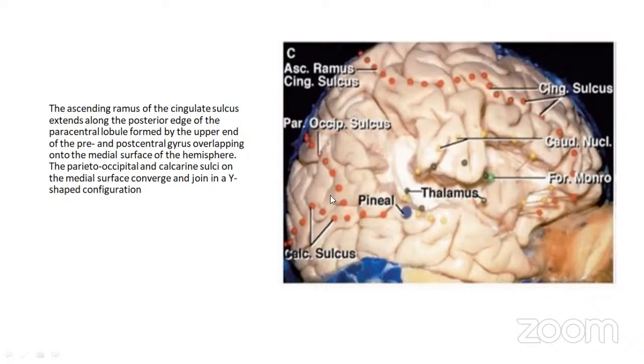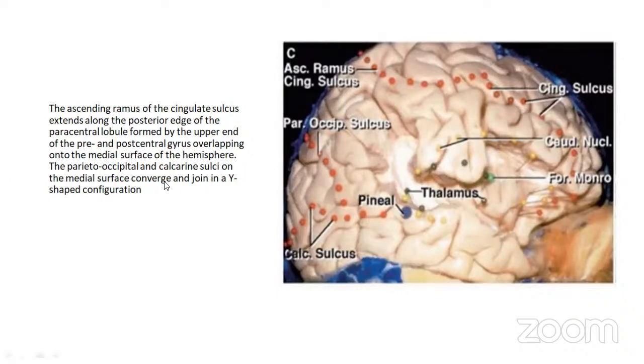and calcarine sulci on. Where is the cingulate sulcus again? Show me. Is it present over there? No, it's underneath that. Basically, it's the demarcation on the lateral surface. Oh, lateral surface, sorry. So it's being further dissected to show. It's basically the demarcation by pins.